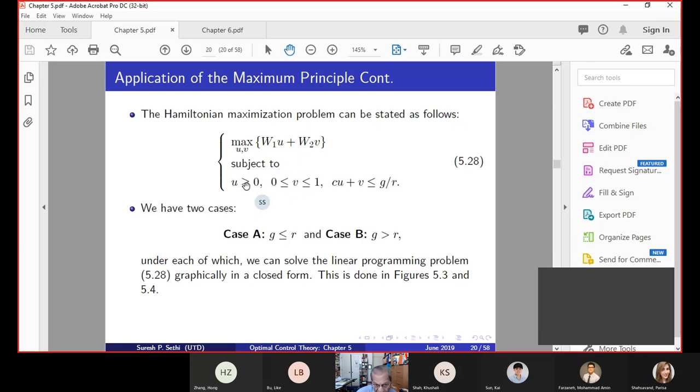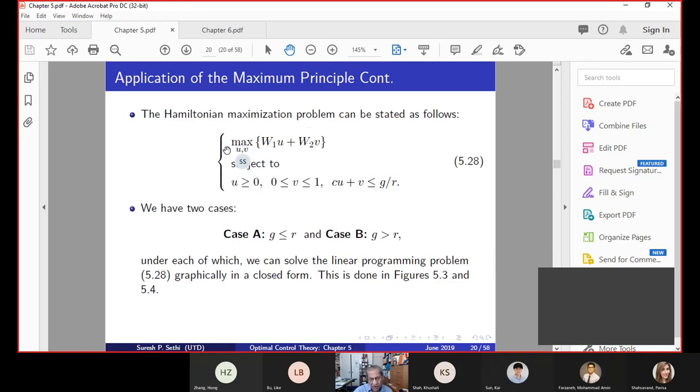Subject to U bigger than or equal to zero, which means the dividend has to be positive. And V, the external equity, is bigger than or equal to zero. The external earning is between zero and one. And external equity has a flotation cost, so C U plus V, which has something to do with the growth rate, has to be less than G divided by R. So we have a linear programming problem with two variables and three constraints.